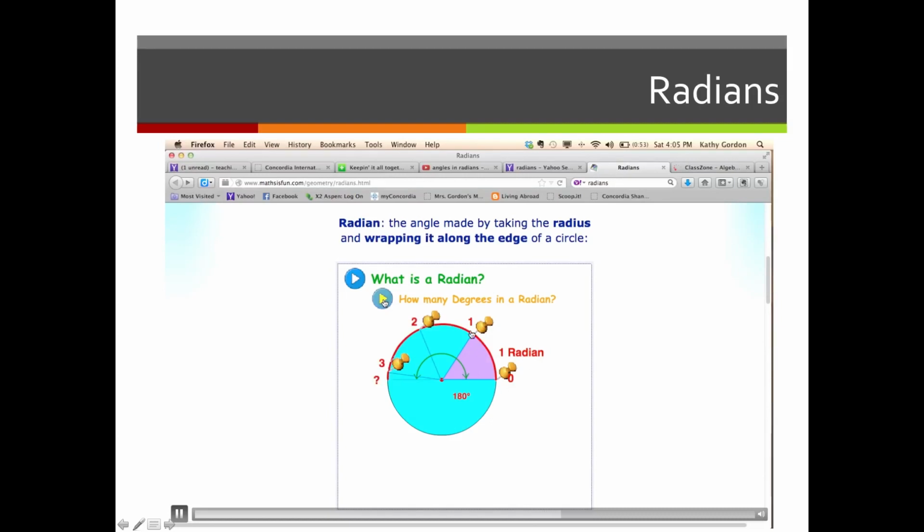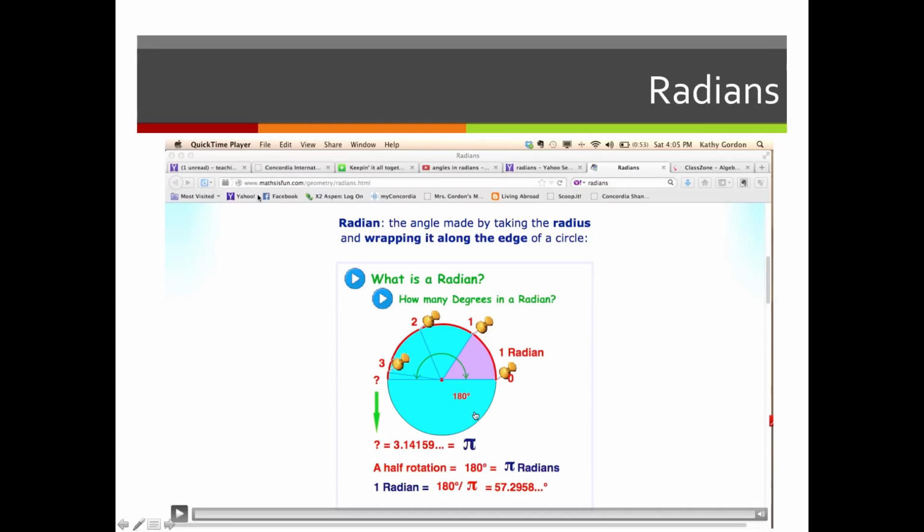Okay, now if you keep overlapping those, you find that there's 3 full radians and then a little bit extra here that make up a half of a circle. Well, that little bit extra happens to be the 0.14159 and so on, which ends up giving us pi. So there are actually pi radians in a half circle.